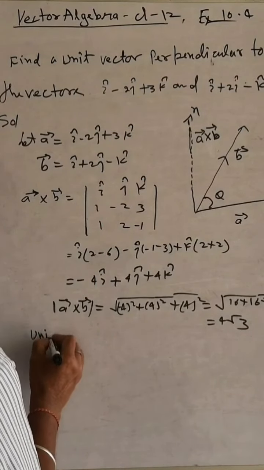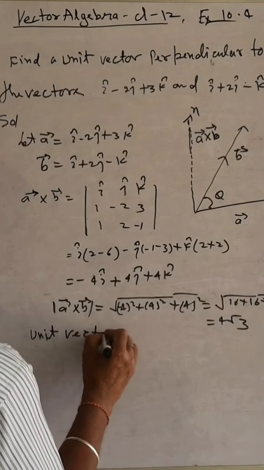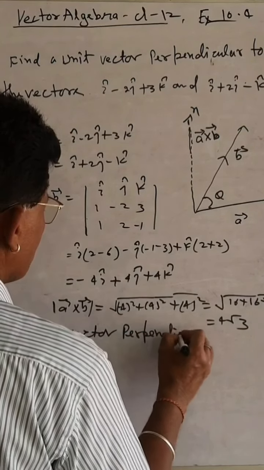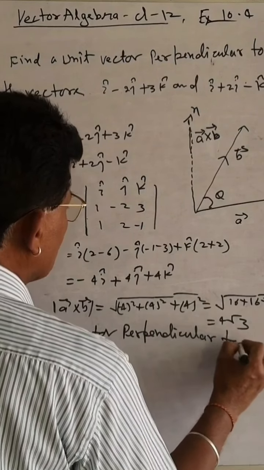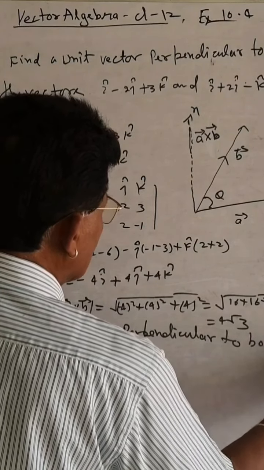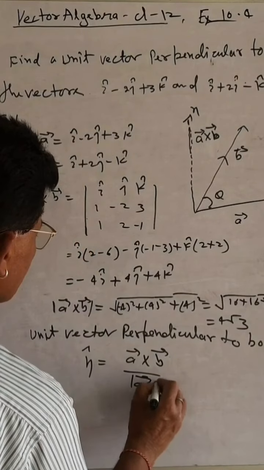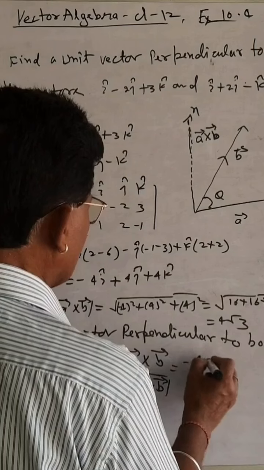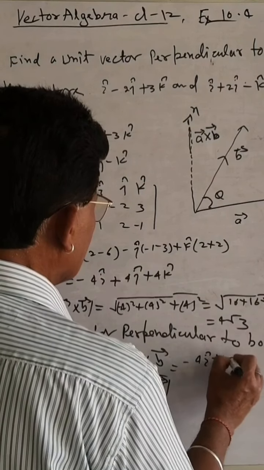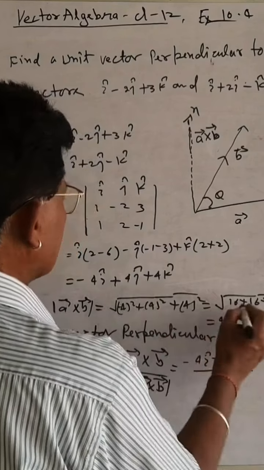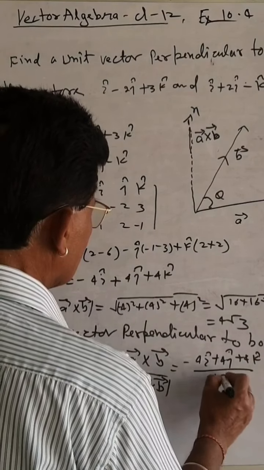Unit vector perpendicular to both vector A and vector B. A cross B we already got: minus 4i plus 4j plus 4k, divided by its magnitude, that is 4 root 3.